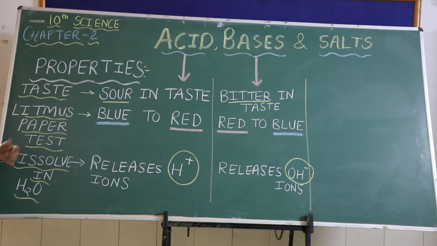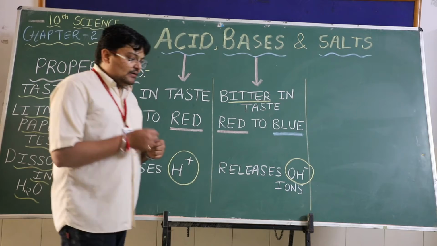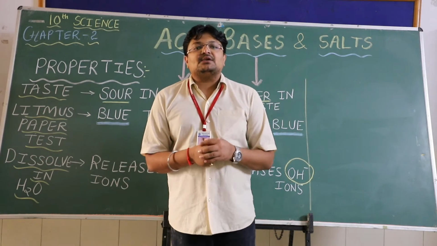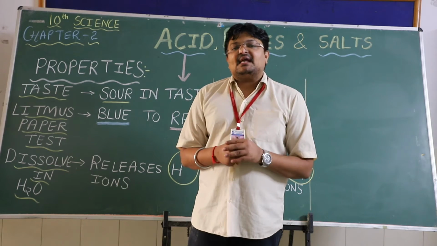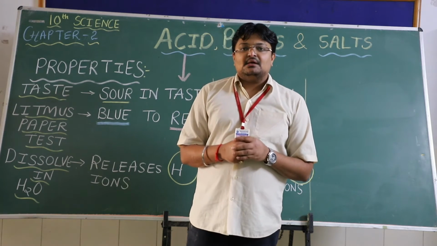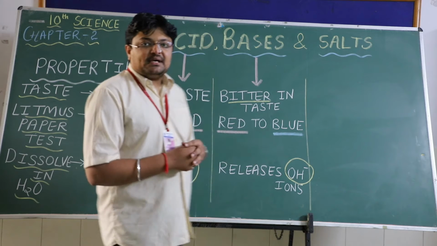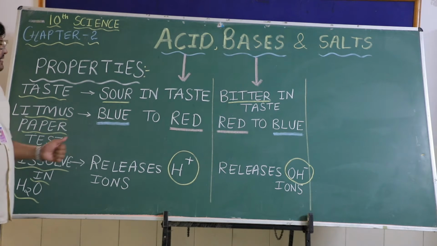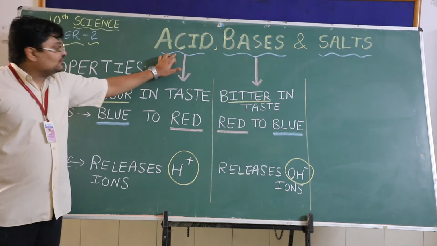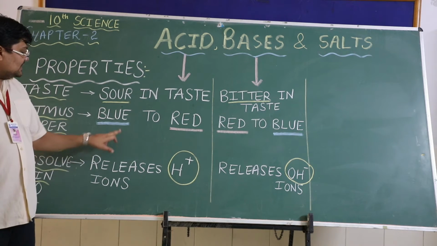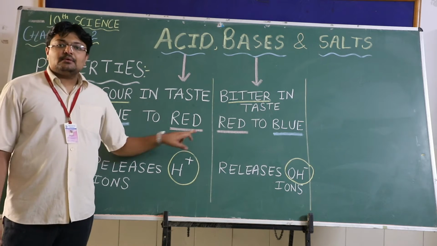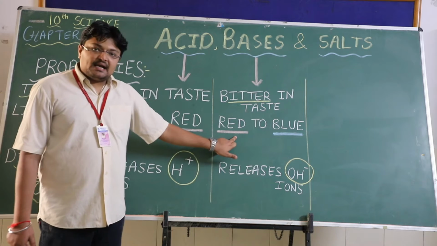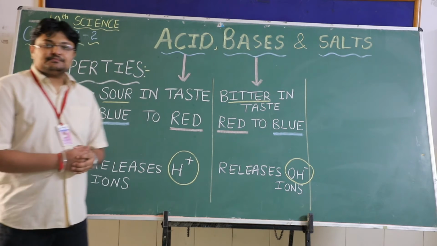Then litmus paper test. You know that when we use a litmus paper and dip it inside a solution, the color of the litmus paper changes, and accordingly we can indicate that it is an acid or base. So second property, litmus paper test. If you dip a litmus paper in an acidic solution, it will turn blue litmus paper to red. And if it is a basic solution, then it will turn red litmus paper to blue.